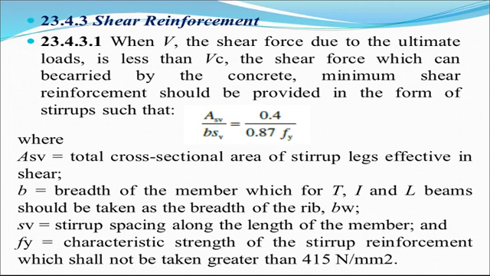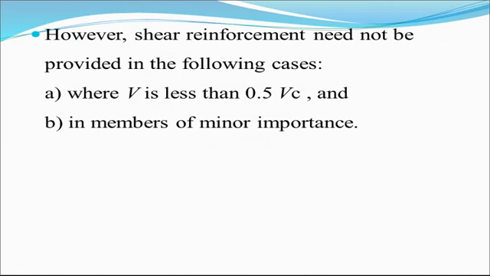0.4 divided by 0.87 Fy. Fy is the characteristic strength of the stirrup reinforcement, which shall not be taken greater than 415. That means if the grade is given 500, even though we have considered 415 is the Fy, and SV is the spacing, stirrup spacing. However, shear reinforcement need not be provided in the following cases. Number 1, where V, that is the maximum shear force, is less than 0.5 times VC, that means shear resisted by concrete, 50%. In members of minor importance, it is not necessary to provide the shear reinforcement.